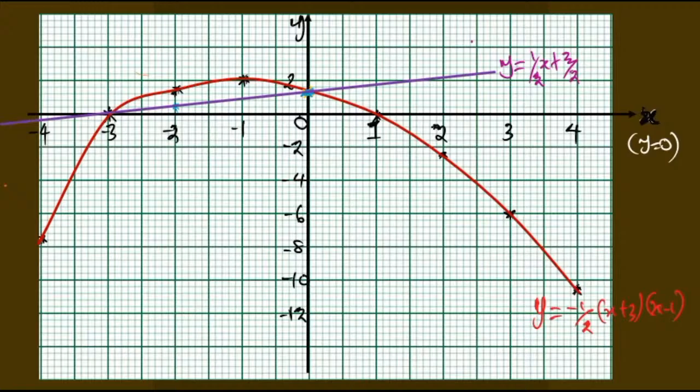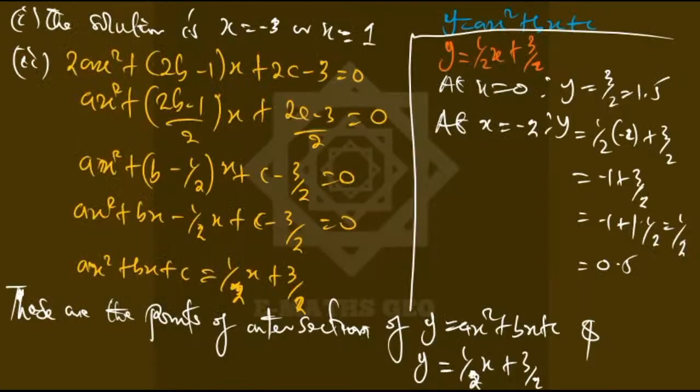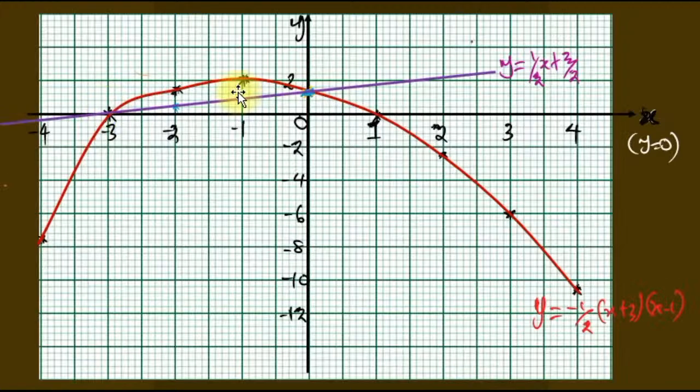So from our answer, that's the x value. Therefore the solution is either x equals minus 3 or x equals 0, as you can see, because of the intersection of the two curves. So here x is 0, right here x is minus 3. So that's the end of the solution. So thank you.